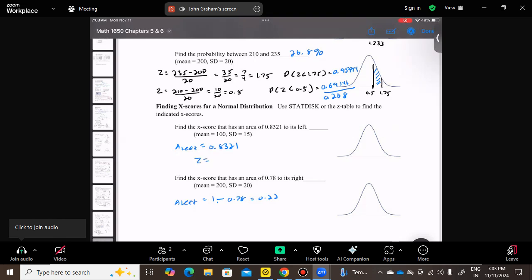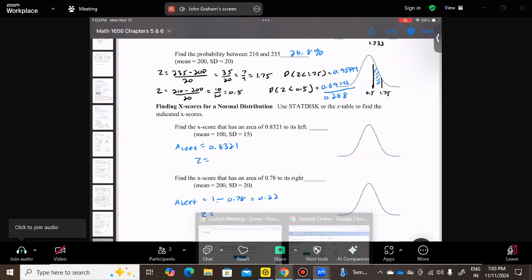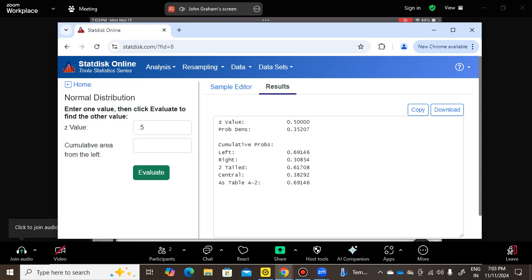We're going to find the z-score for each of these. For 0.8321, we get the z-score is 0.9625, and then for 0.22, we get a z-score of negative 0.77219.